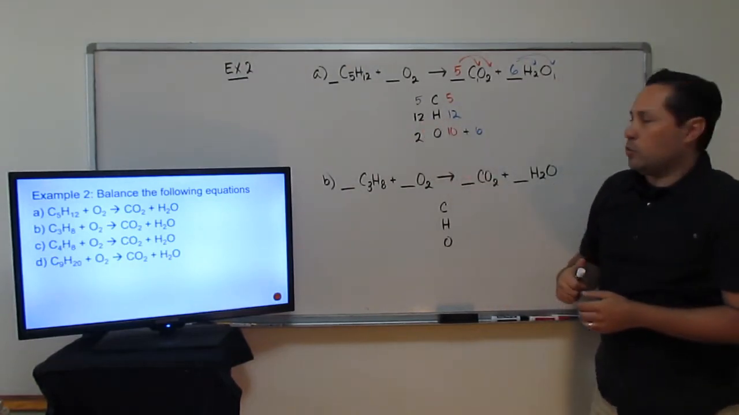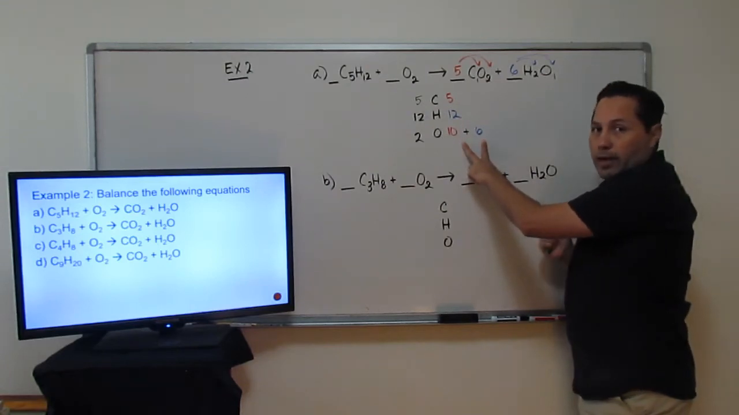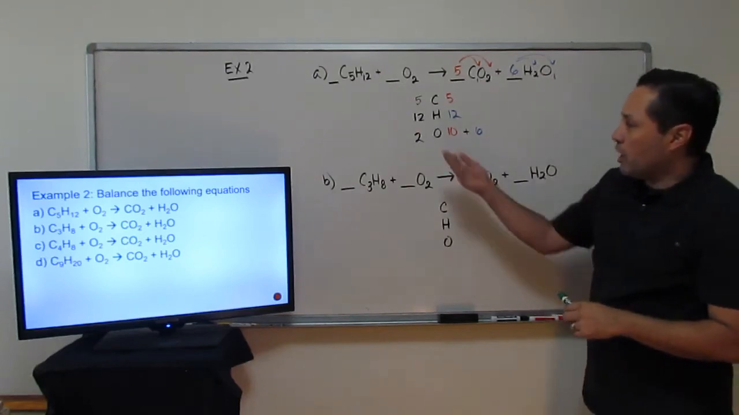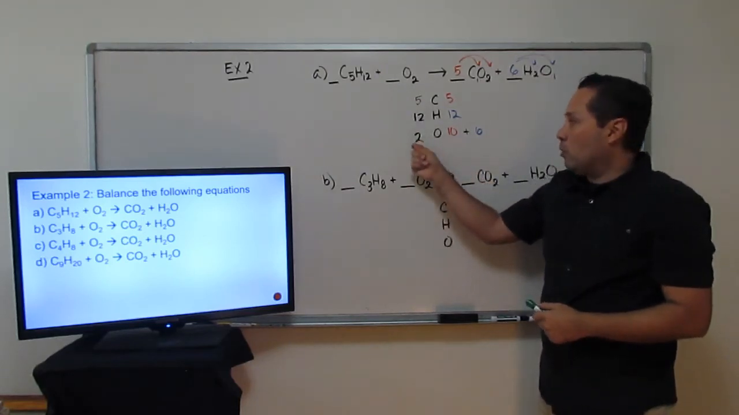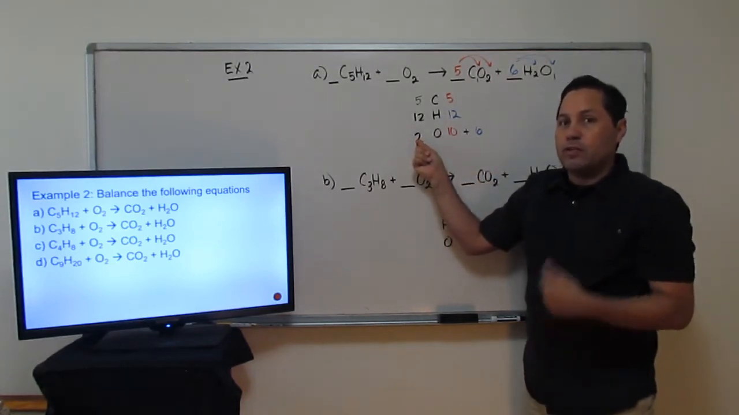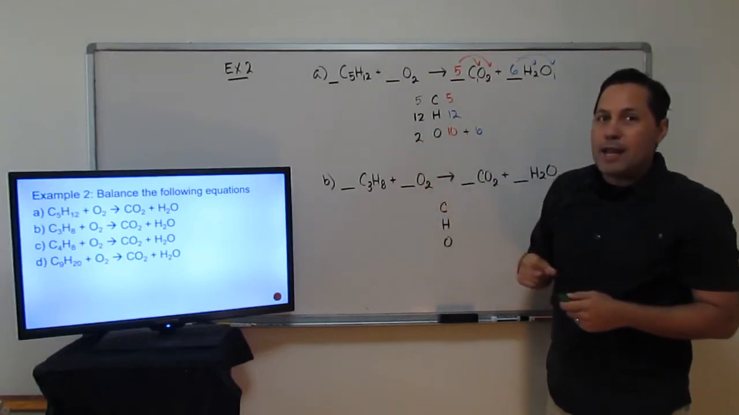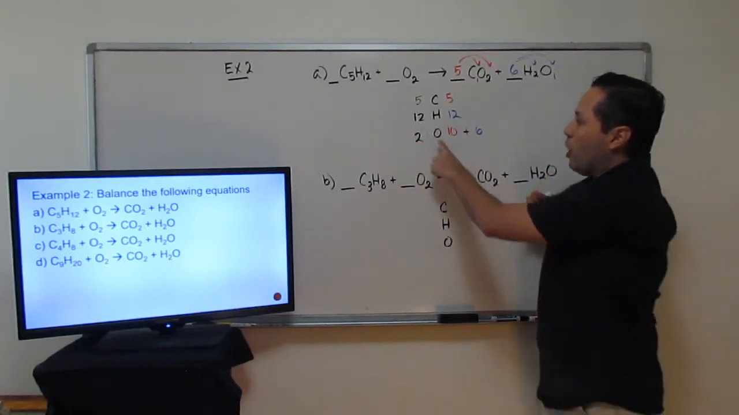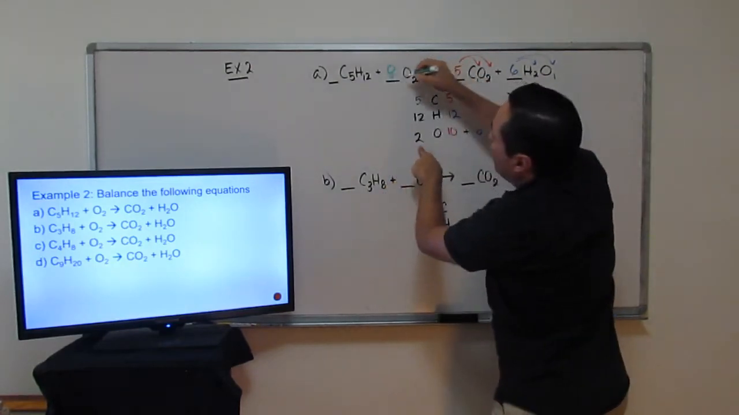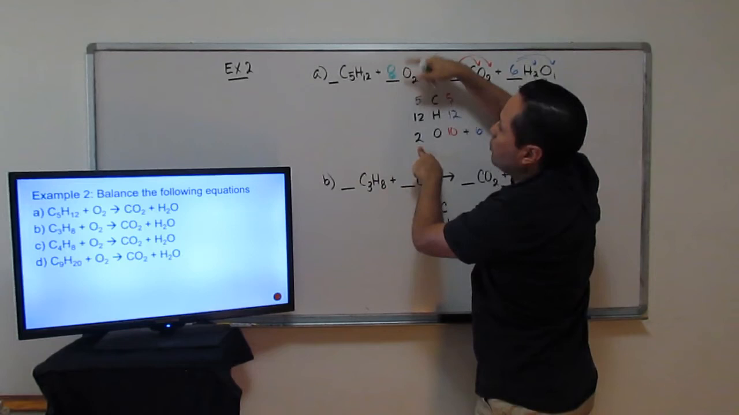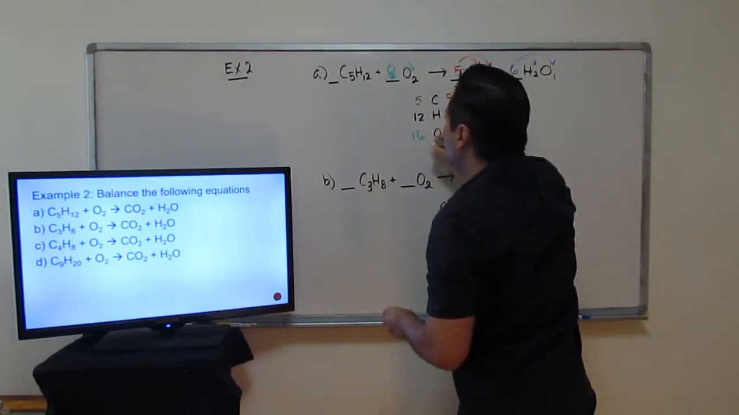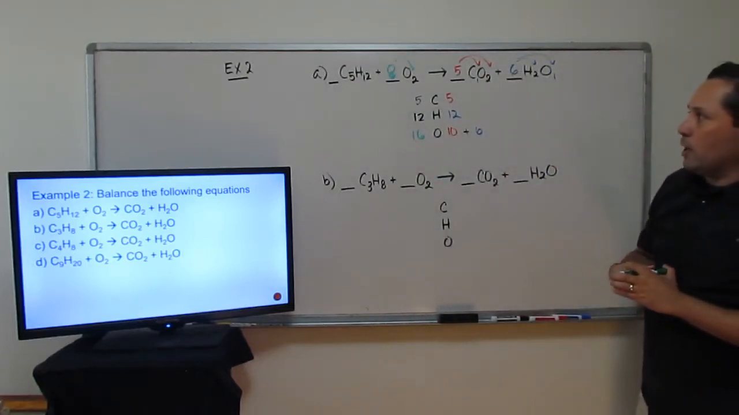Now for our oxygens, we've got 16 oxygens on the right hand side, on the product side. We need 16 oxygens on the left hand side. So again, you look at the smaller number and ask yourself, what could I multiply the small number by so you can match the bigger number? What number times 2 gives me 16? The answer for that is 8. 8 times 2 will give me 16. So for the oxygen on the left, I want to multiply it by 8. So I'm going to put an 8 in front of the oxygen, and multiply 8 times 2, and that will give me 16. And that is our balanced equation for letter A.